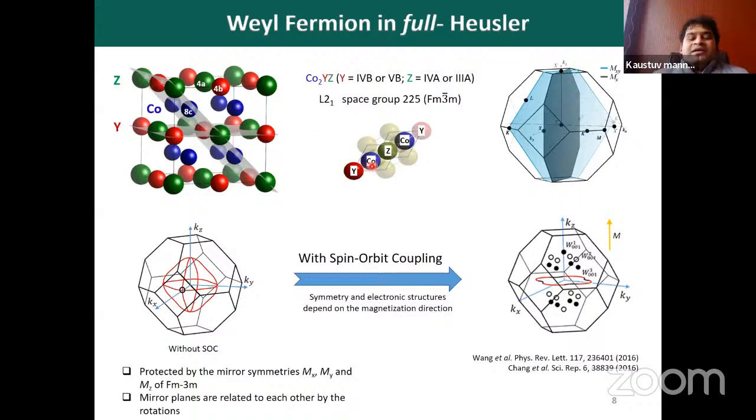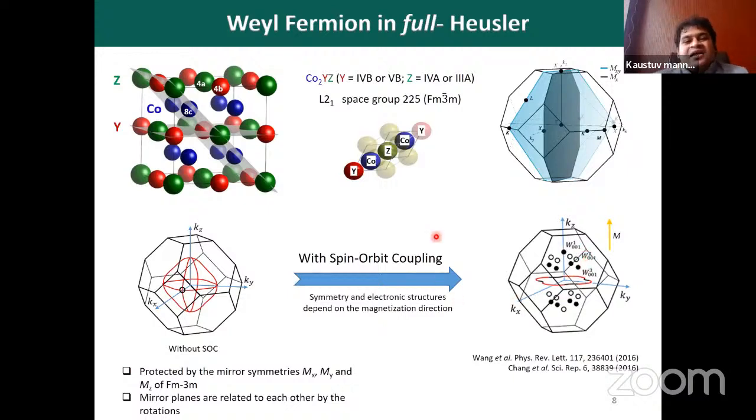Okay, but the key point here is that because of this particular crystalline symmetry, we can have protected inversion symmetry in this class of materials. And in 2016, in a theoretical paper, they predicted that in this particular class of compounds, we can have three nodal lines because of band crossing, which are protected by this particular mirror symmetry. And when you incorporate the spin-orbit coupling, depending on your magnetization direction, you can have Weyl points, which form at arbitrary positions in these compounds.